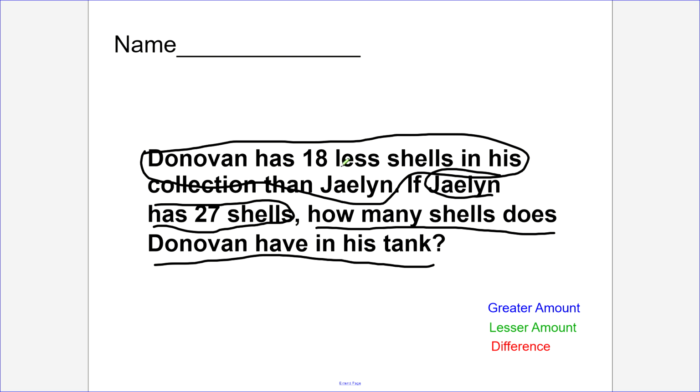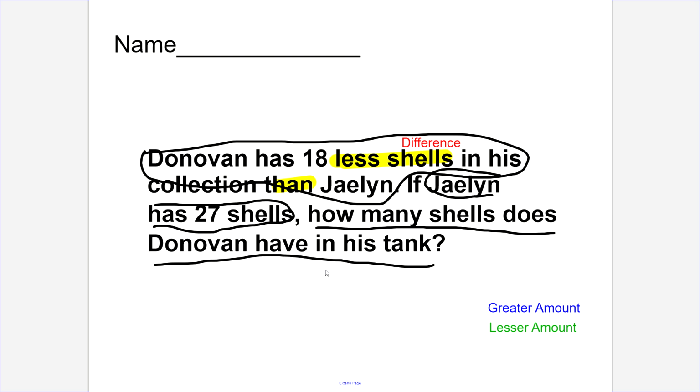Oh yes, I clearly see that the compare words are less shells than Jalen. I can clearly see that this piece of information that includes those compare words, that Donovan has less shells than Jalen, must be my difference because it includes the comparison. I'm comparing Donovan and Jalen's shells, and I see that Donovan has 18 less shells than Jalen. That is clearly my difference.